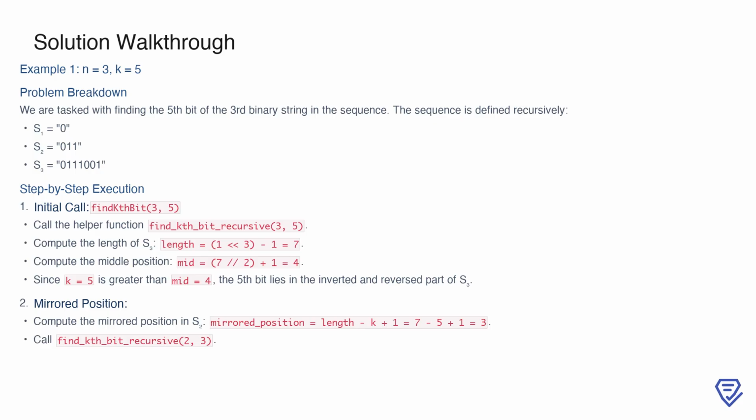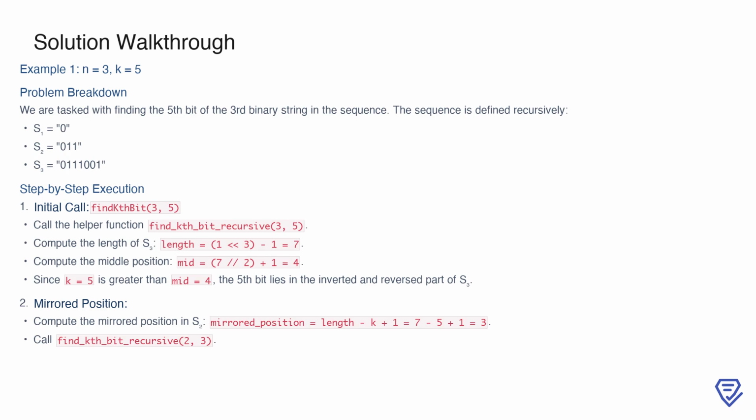To solve the problem of finding the fifth bit in the third binary string, we start by understanding the recursive structure of the sequence. The first string, S1, is 0. The second string, S2, is formed by taking S1, appending 1, and then appending the reverse of S1 with the bits inverted, resulting in 011. Similarly, S3, the third string, is constructed by applying the same process to S2, giving us 0111001. Now, we are tasked with locating the fifth bit of S3.